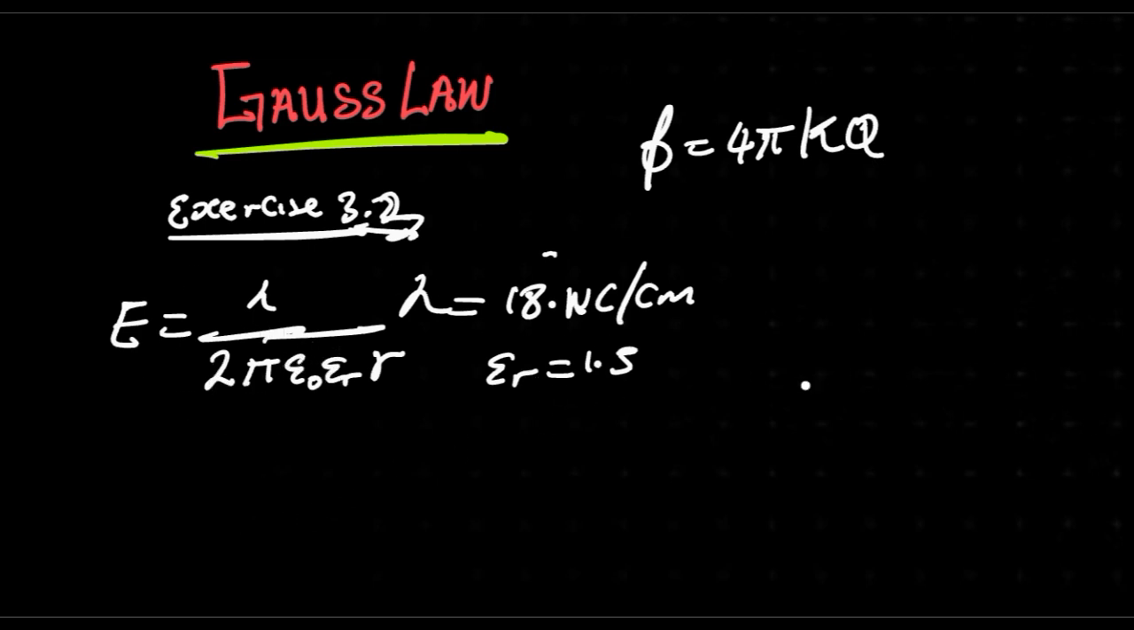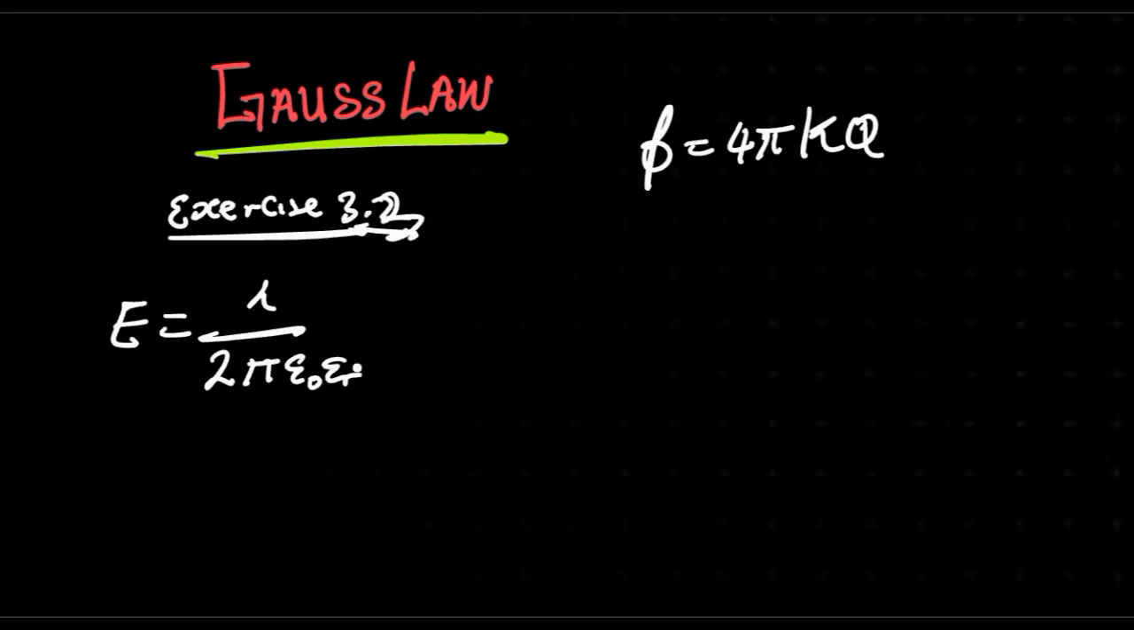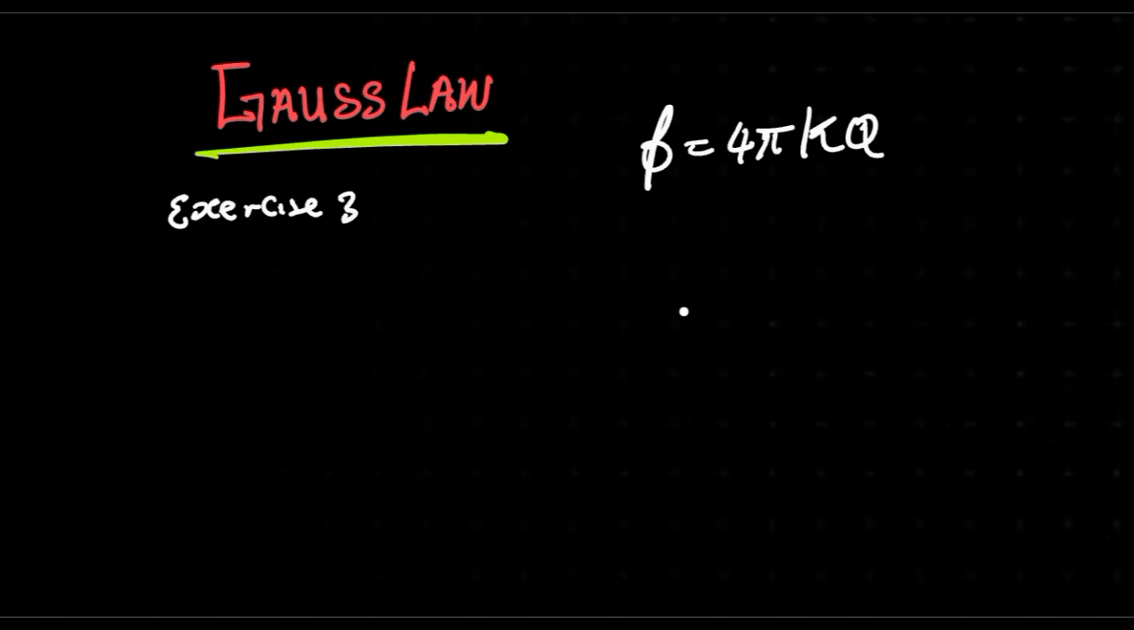So we go to exercise 3.4. It says that a negative point charge of 4.8 microcoulomb is surrounded by a sphere of radius 0.55 meter, centered on the charge. Calculate the magnitude of the electric field and the electric flux through the sphere.